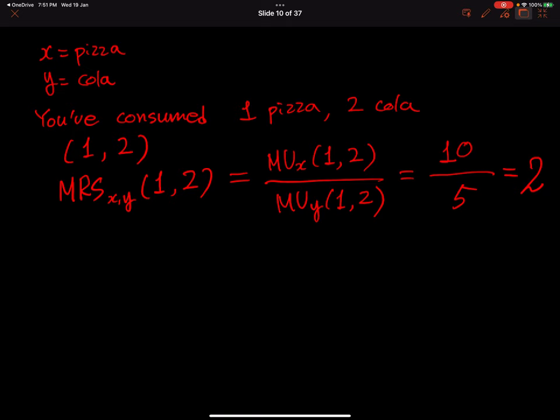Now I want you to discuss with your group the interpretation of this value 2. What does this 2 represent? How would you like to interpret this value 2?